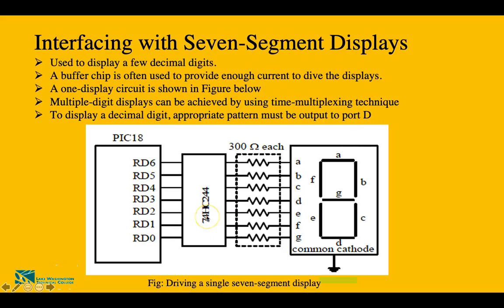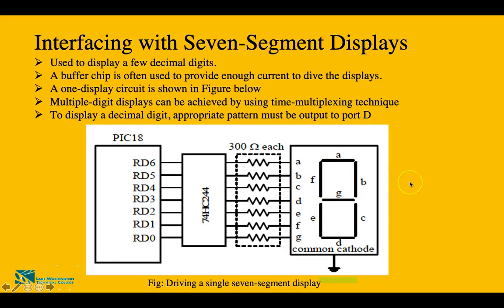Now here the output high voltage value of the 74HC244 is about 5 volts, and adding this 300 ohm resistor will set the 7-segment display current to about 10 milliamps, which should be sufficient to light the LED segments, all these 7 segments.